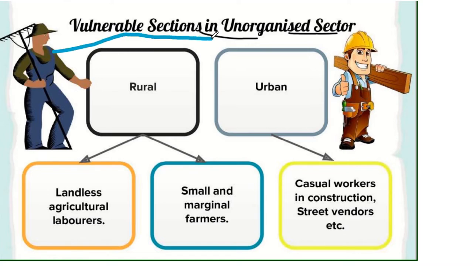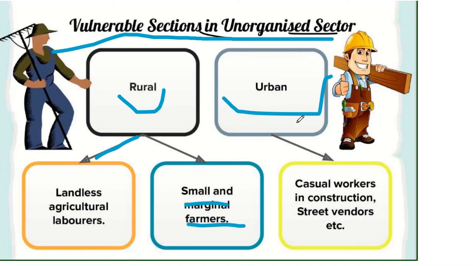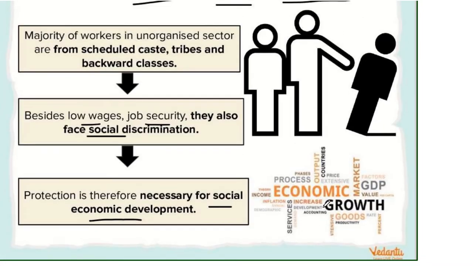Vulnerable sections in the unorganized sector. First is rural and the second is urban. In rural areas, it includes landless agricultural laborers and small and marginal farmers. In urban areas, it includes casual workers in construction, street vendors, etc.